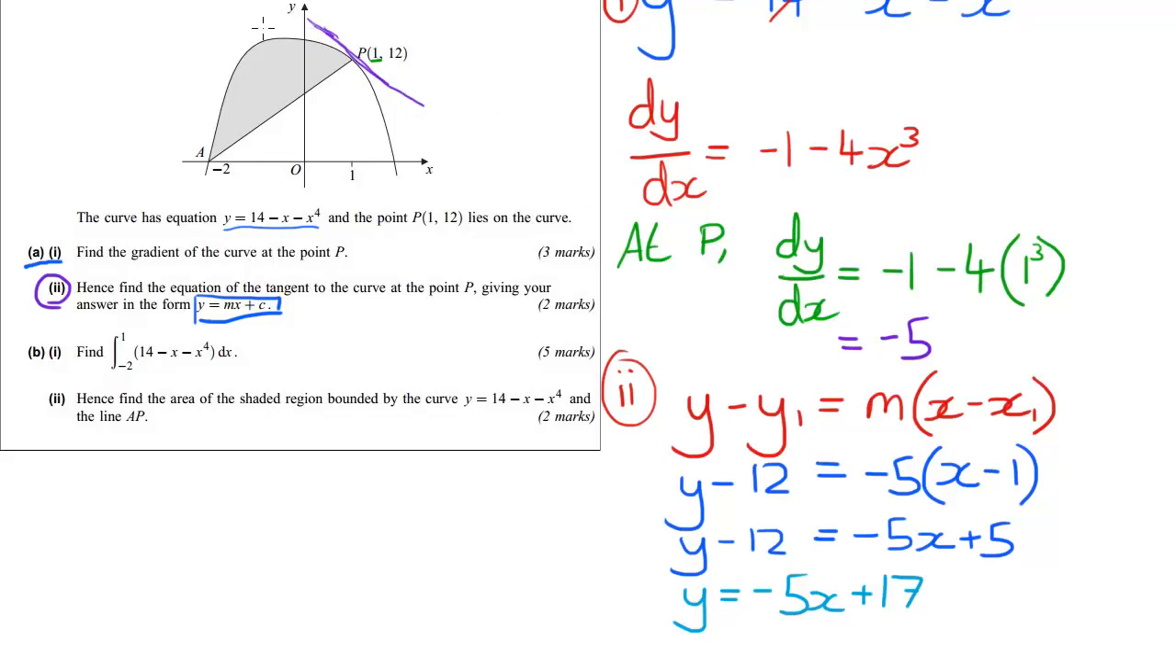So I don't know if you can see, I think you can see that. I think my boundary doesn't go too far. So let's do question B, which is the opposite. It's an integration question worth 5 marks, plenty of marks available for this. So what I'm going to do first is, let's not worry about this 1 and this minus 2 for now. We'll come back to that in a minute. Let's just integrate generally. So let's integrate this 14 minus x to the 4 dx.